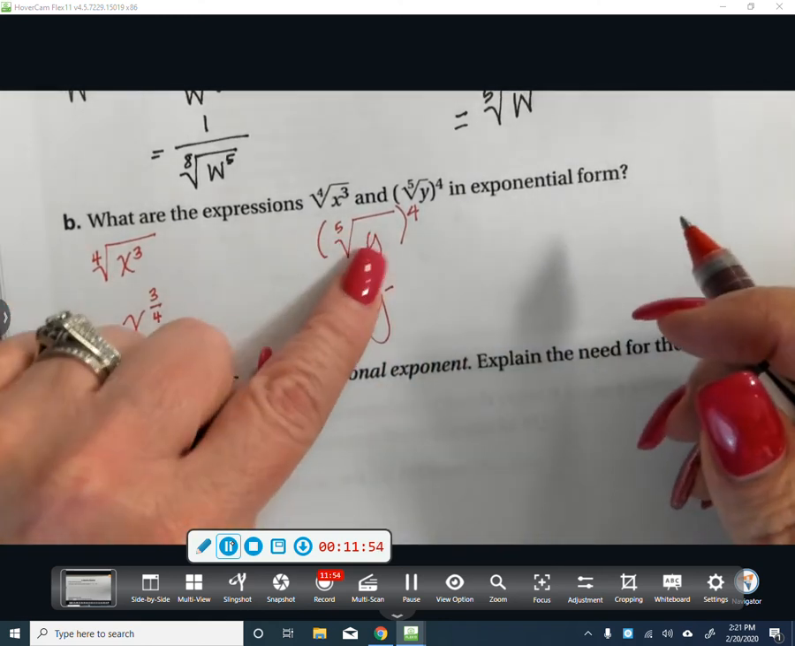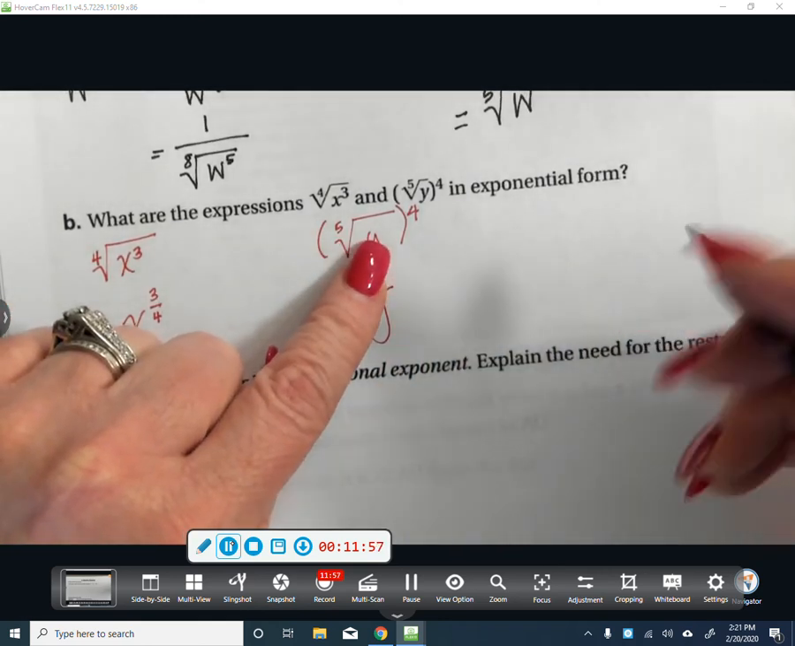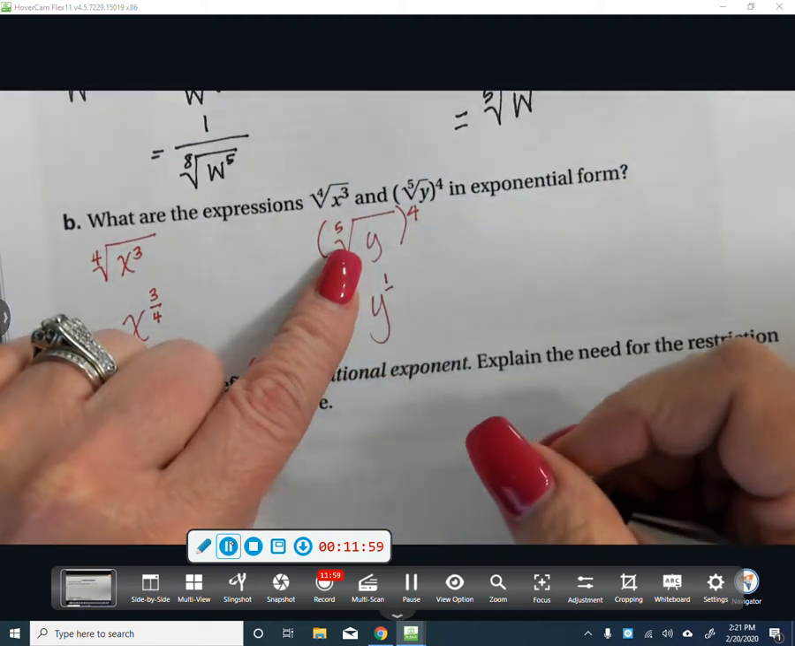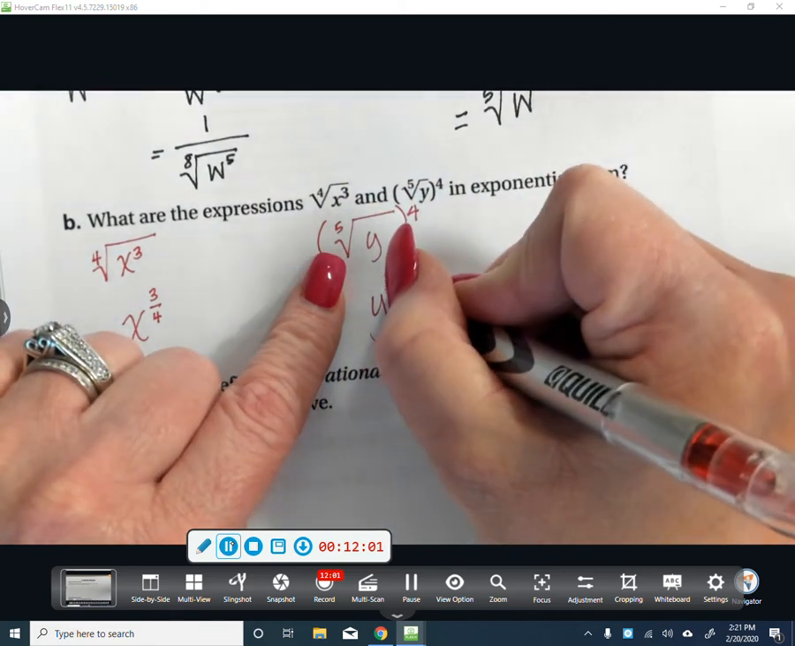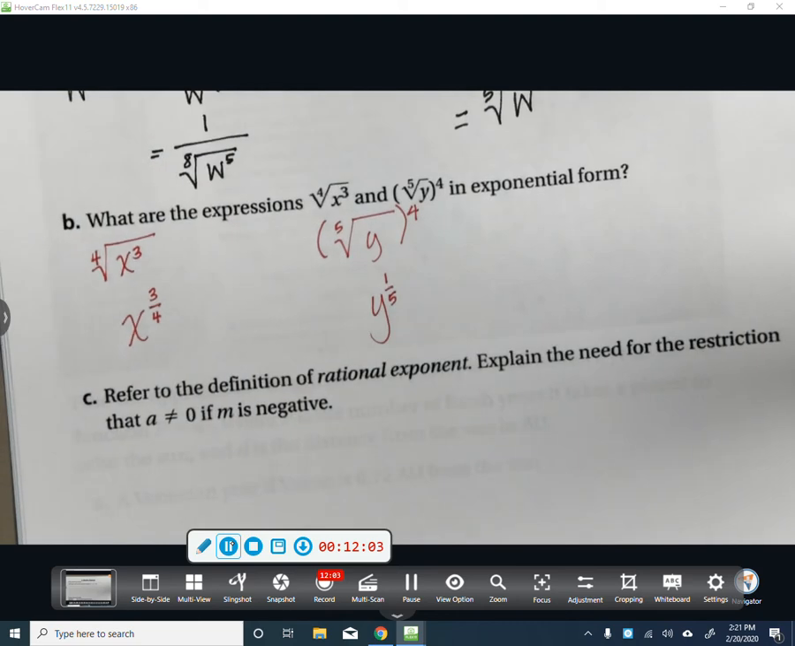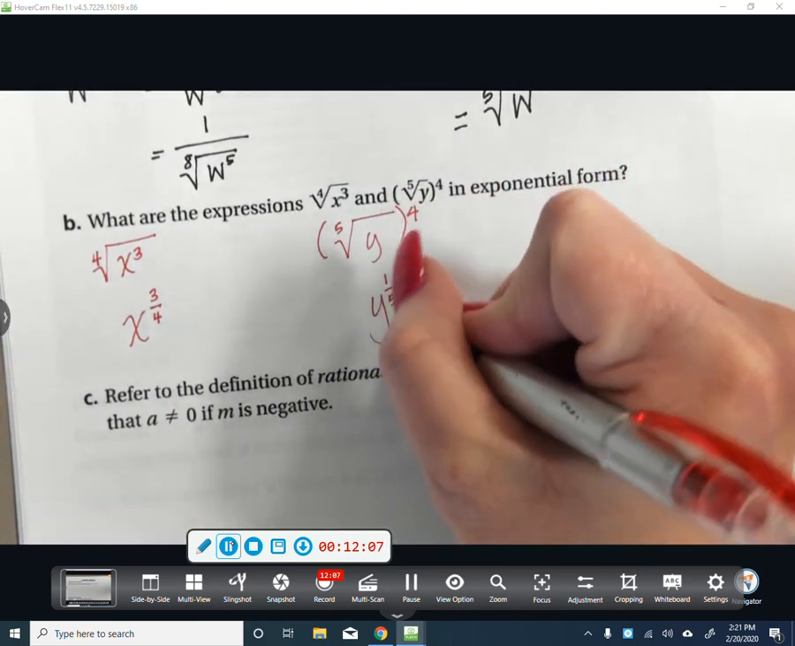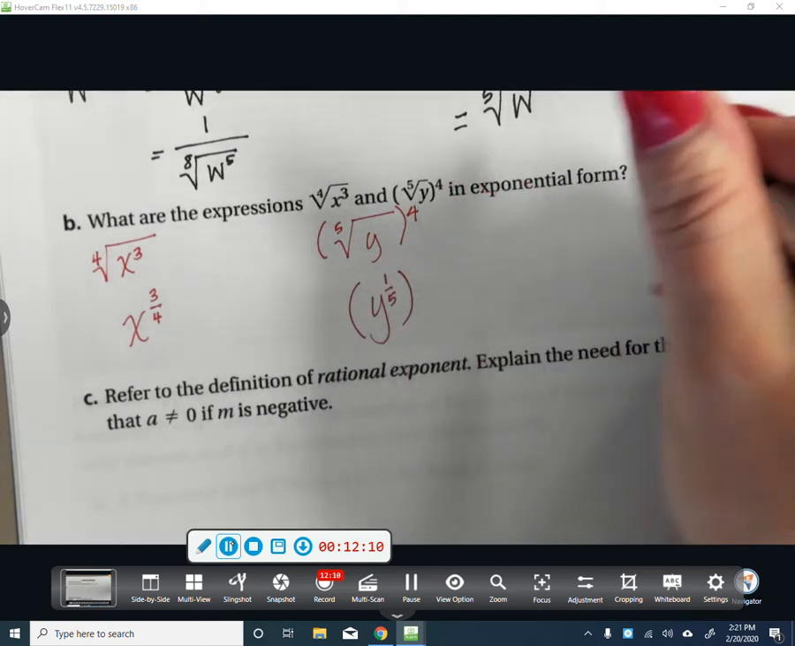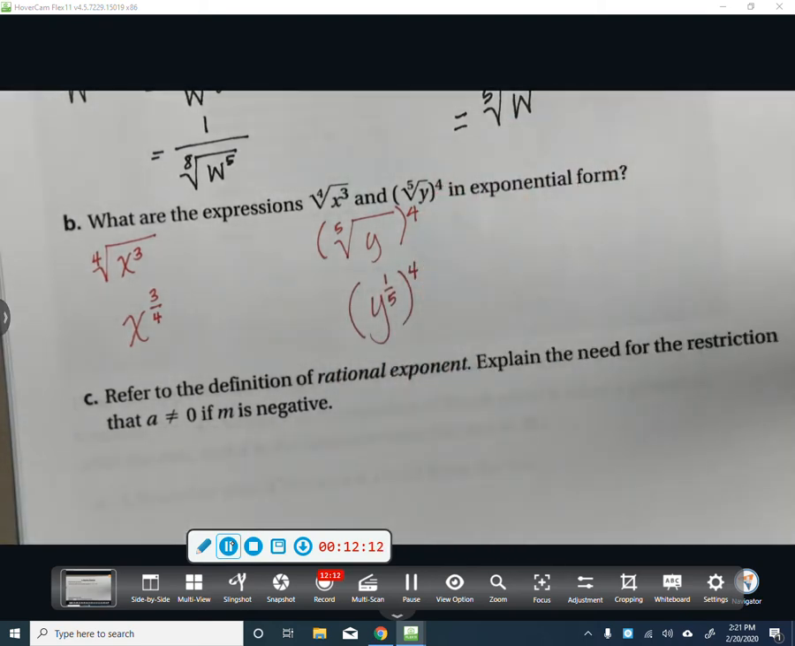What is my exponent on my y? 1. That's my numerator. My index is 5. That's my denominator. So it's actually y to the 1/5. But that is all being taken up to the 4th power, because it's inside the parentheses and that 4th power is applying to it. Questions so far?